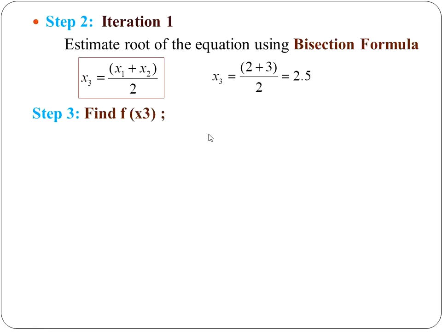Later on you have to find the function of x3. You put 2.5 in the given function and find the value. So you will get the value minus 3.25, which is a negative one.